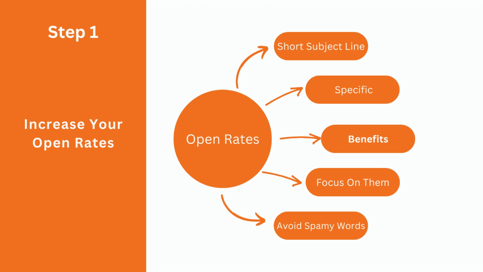So if your open rate is low, below 20% or 10%, it shows that your subscribers are not opening your email because maybe your subject line is poor, or maybe your email landed in the spam or promotion box. So here are 5 tips you can do in order to increase your open rates immediately. Step number 1: short subject line.